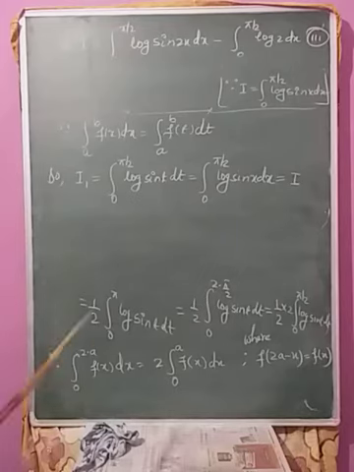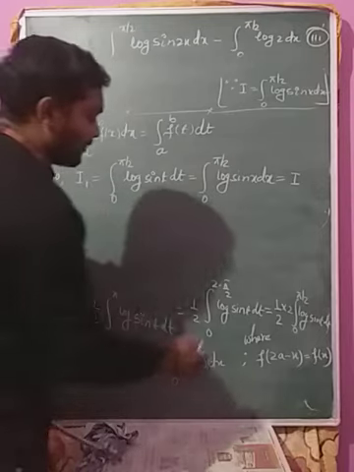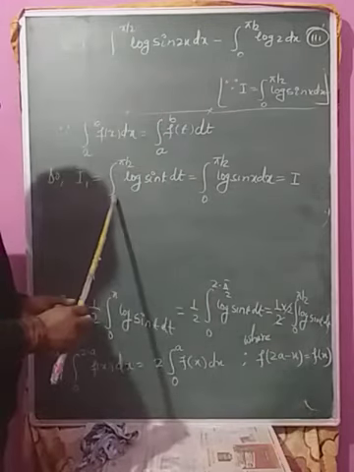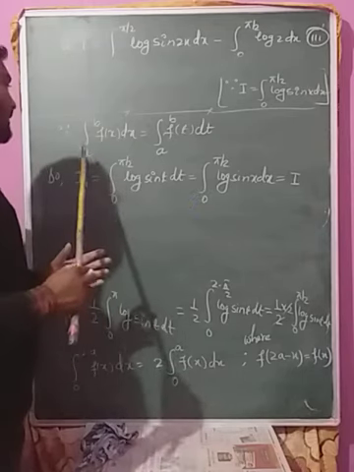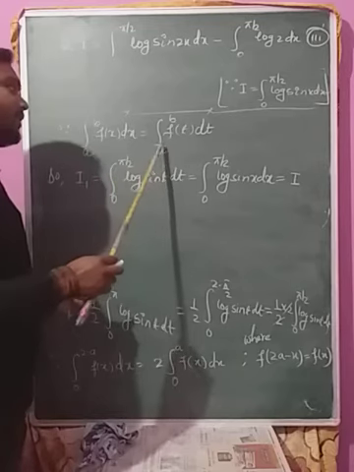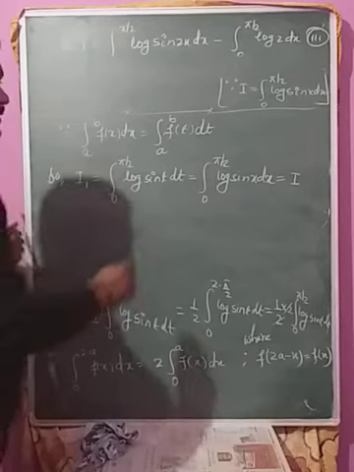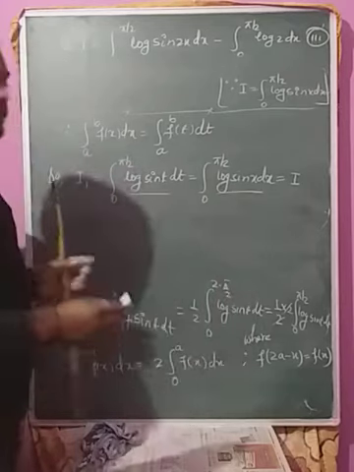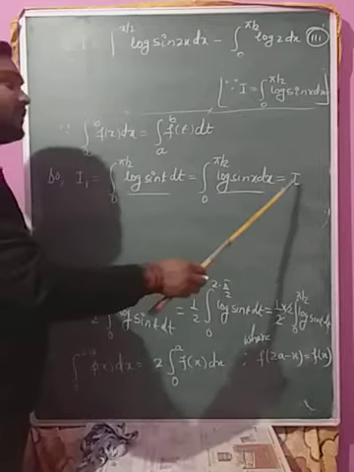And now, which is I1, simplifying, 2 cancels, we have I1 equal to 0 to pi by 2 log sin t dt. Since we know that integral a to b f of x dx is equal to integral a to b f of t dt, both are the same, so log of sin t or log of sin x are equal, so I1 can be changed to I.